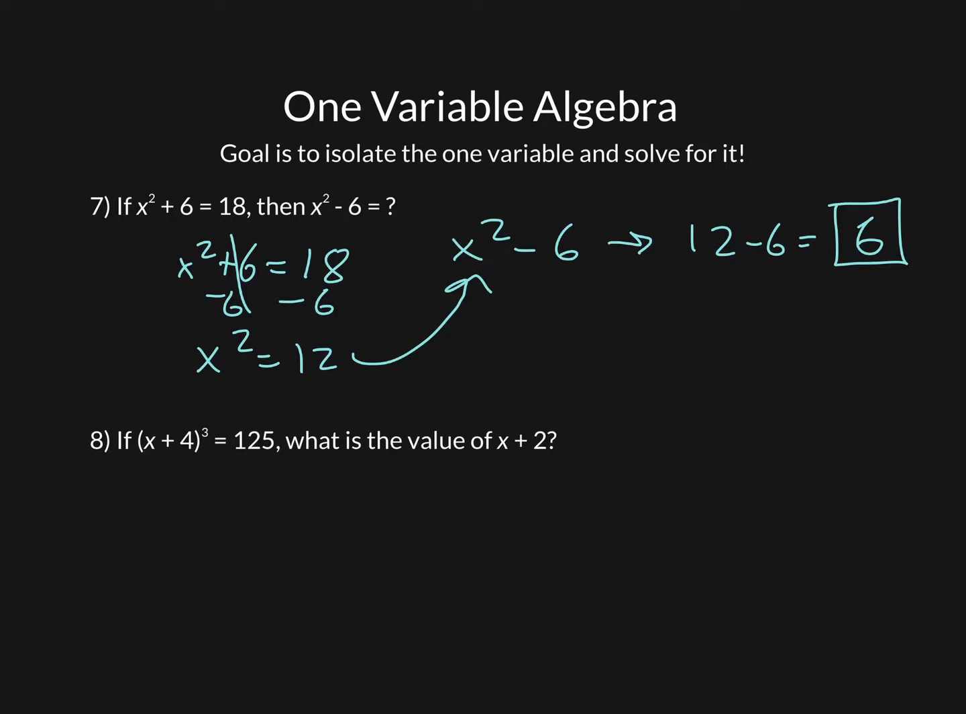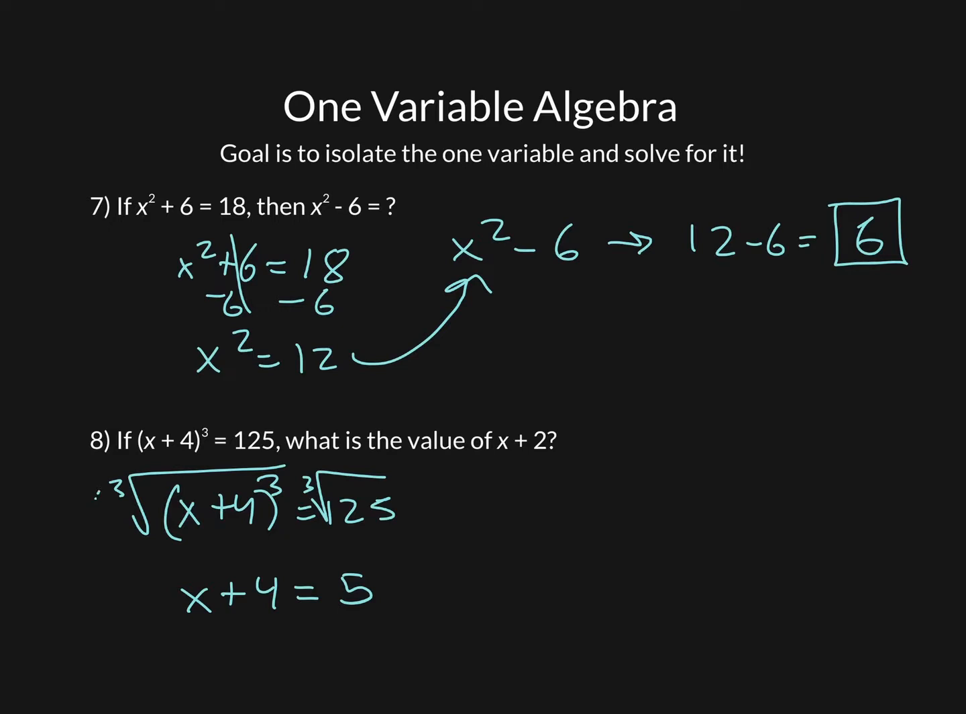Now, let's take a look at number 8. If x plus 4 cubed equals 125, what is the value of x plus 2? Well, if we take the cube root on both sides, we'll be able to simplify the 125, and that should just give us x plus 4 equals 5, because the cube root of anything cubed cancels out, and the cube root of 125 is 5. Because 5 times 5 times 5 is 125. Now we just subtract 4 on both sides, and we get x equals 1.